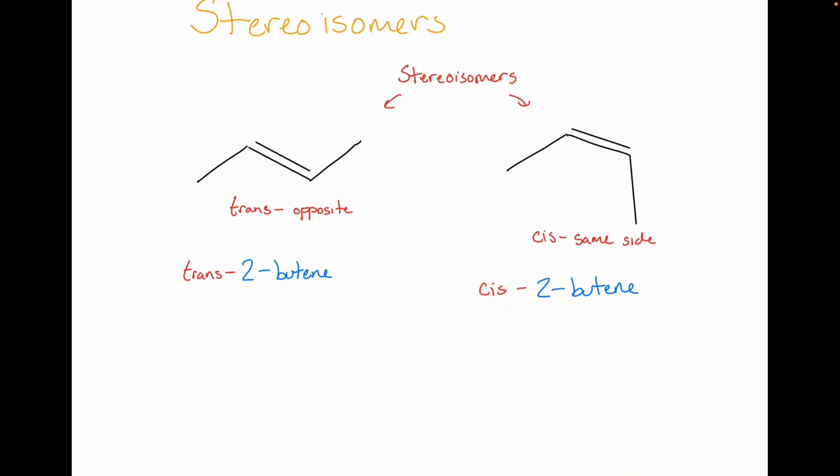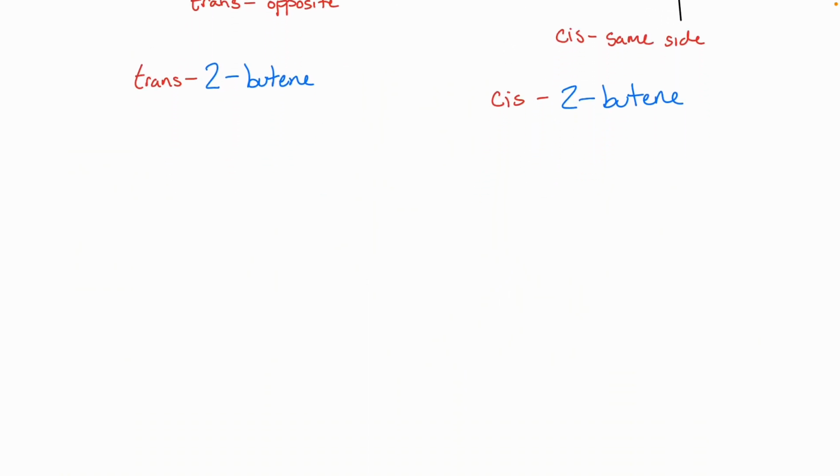Cool. So the cis-trans designation, we can do that for alkenes, but it actually only works for very simple alkenes. So let's take a look at another example here.